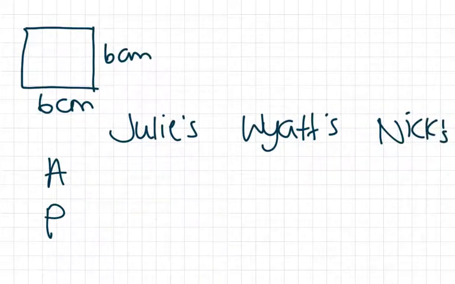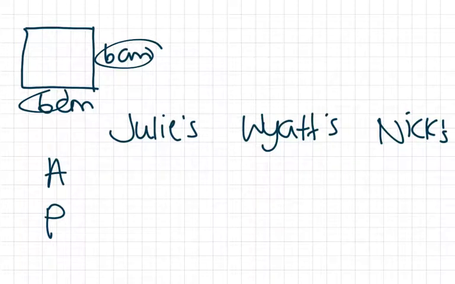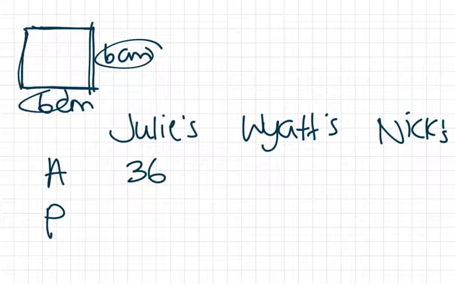So Julie's card is 6 by 6. To find the area of her card, we would multiply length times width. So 6 times 6 is 36. To find the perimeter, we would add all the sides. So that would be 6 plus 6 plus 6 plus 6 is 24.